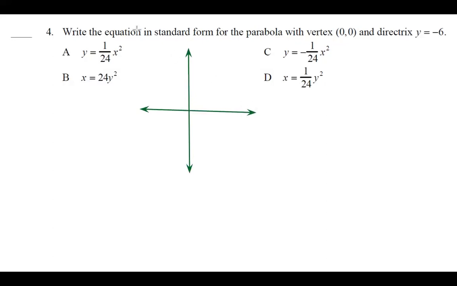All right, now we're given the vertex at 0, 0. That's my origin, so it should be here. This should be my vertex. That's where my parabola starts. That's going to be one of our lowest points or our highest points. Now, from here, we're given the directrix of y equals -6. So that means that I have a horizontal line at -6. So 1, 2, 3, 4, 5, 6. -6.